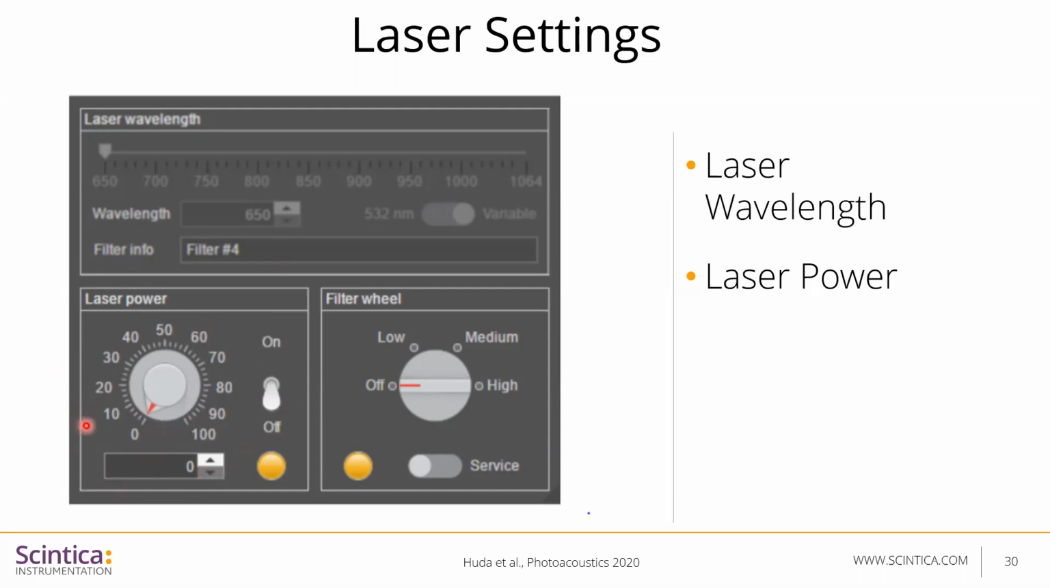So the third component is the filter wheel. The filter wheel is a variable knob that selects the filter wheel position to set as active. The service switch is disabled in our filter wheel, and the status bulb is blue when the filter is idle or set, yellow when the filter is busy, and red when the filter wheel has an error. So laser settings, which is one of the important factors in the PAFT system, has three parts: laser wavelength, laser power, and filter wheel.